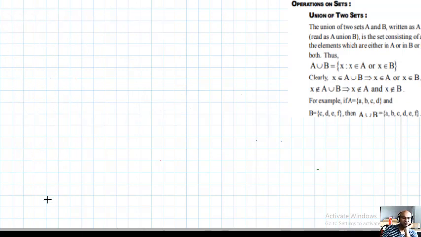So this is the difference of two sets. Difference between two sets. Next operation, the second operation, is the union of two sets. The first operation is difference; the second operation is union of two sets.